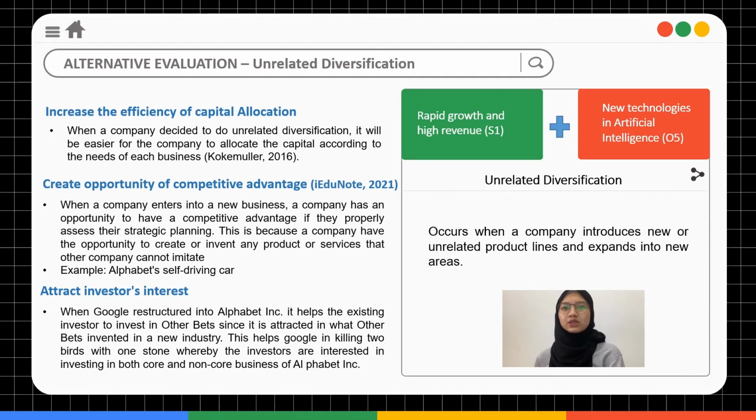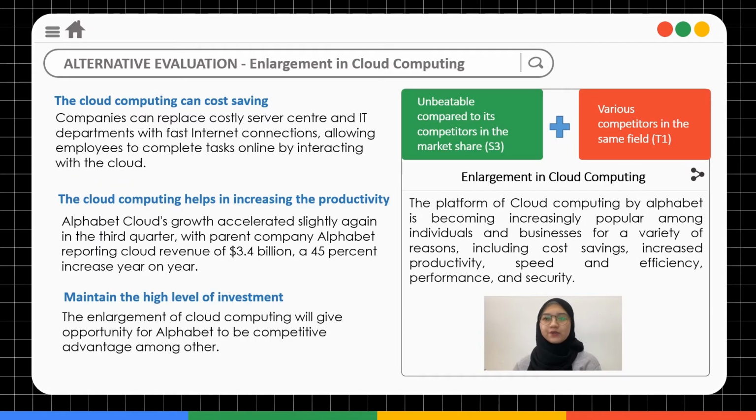This helps Google in killing 2 birds with 1 stone, whereby the investors are interested in investing in both core and non-core business. The second strategy evaluation is for enlargement in cloud computing. The platform of cloud computing by Alphabet is becoming increasingly popular among individuals and businesses for a variety of reasons, including cost savings, increased productivity, speed and efficiency, performance, and security. The first evaluation for this strategy is the cloud computing is cost saving of consumer because it also has incredibly huge cost cutting potential for large businesses.